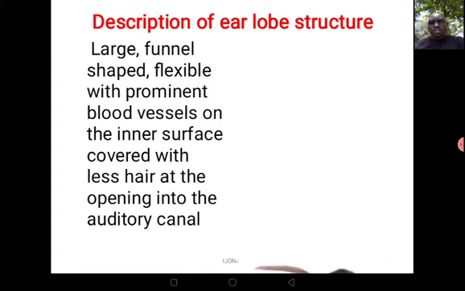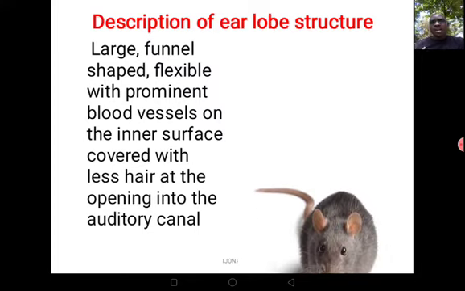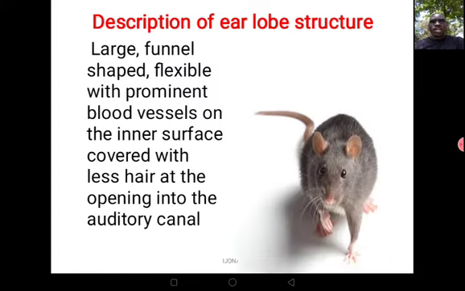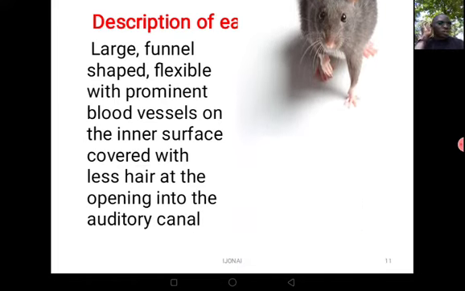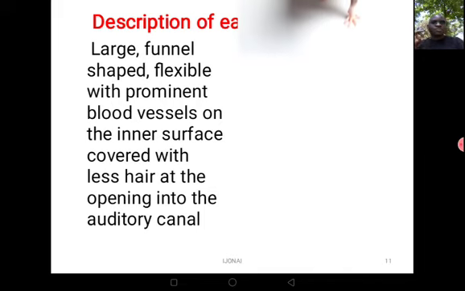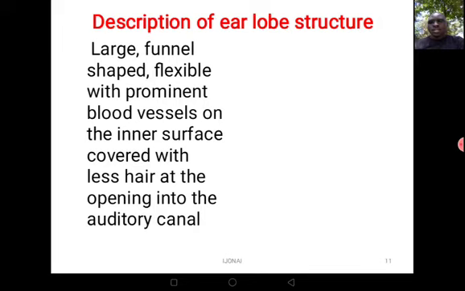And then when you look at them critically, you realize they are large, they look like funnels. They are funnel shaped. And then when you try to grab them, you realize they are flexible. And then they are prominent, they are large. And then they have blood vessels that run around them, prominent blood vessels on the inner surface.